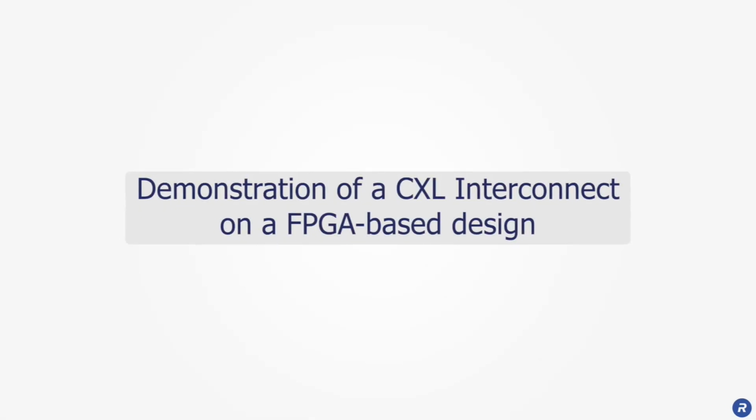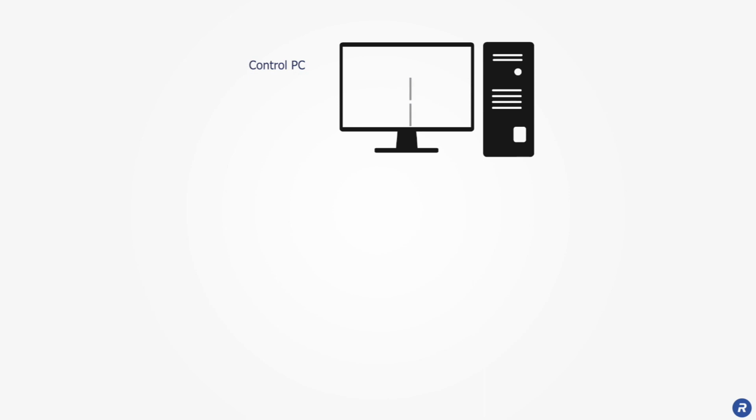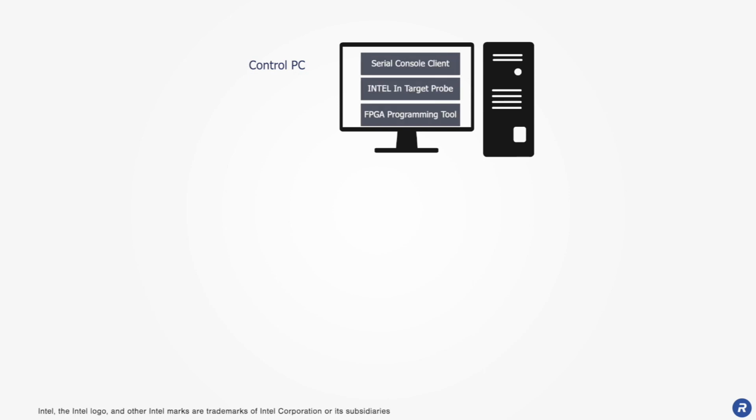In this video, we demonstrate the Rambus CXL 2.0 controller using the CXL.mem protocol to access Host Managed Device Memory, or HDM. The setup includes a control PC with three tools: a serial console client, the Intel debugger, and the FPGA programming tool.